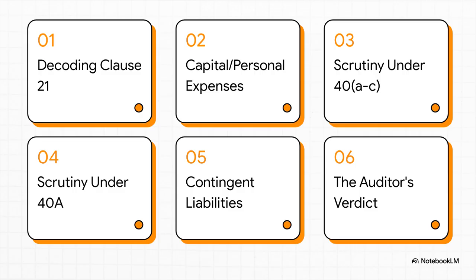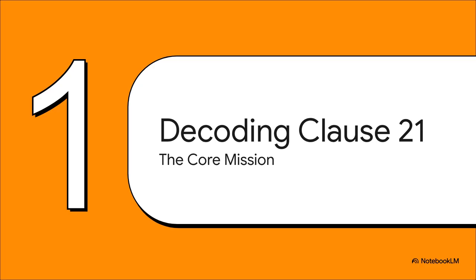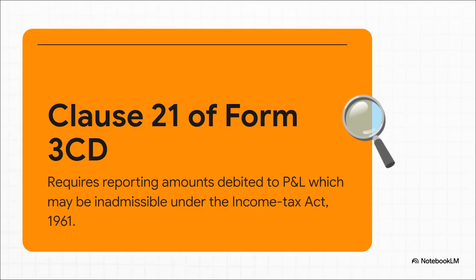Ready? Let's jump in. First up, decoding Tax Audit Clause 21. Let's really get to the bottom of what this thing is designed to do. When you boil it all down, Clause 21 has one main job. It's there to highlight expenses that have been put into the profit and loss account but are, for one reason or another, not actually allowed as a tax deduction under the Income Tax Act. It's basically the bridge between what the company's books say and what the taxman will accept.